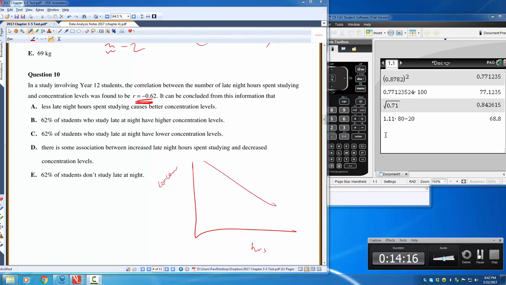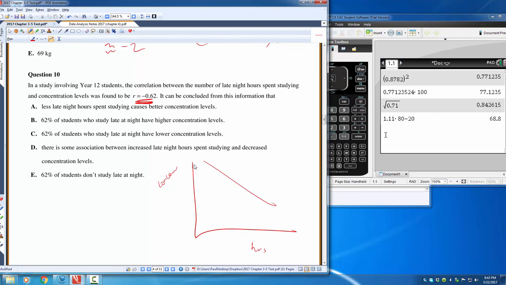Hang on. Okay, so back at it. So basically this graph seems to be suggesting that the more late night hours you spend studying, the lower the concentration. Okay, and really the only one that reflects this is D. There is some association, it's not a great R value, between increased late night hours spent studying and decreased concentration levels.